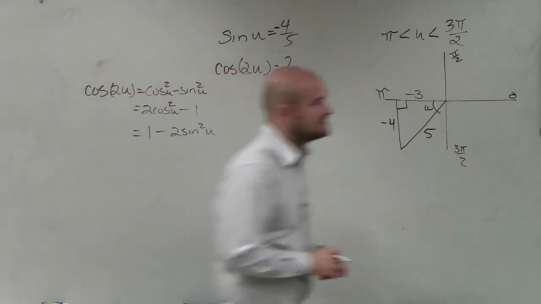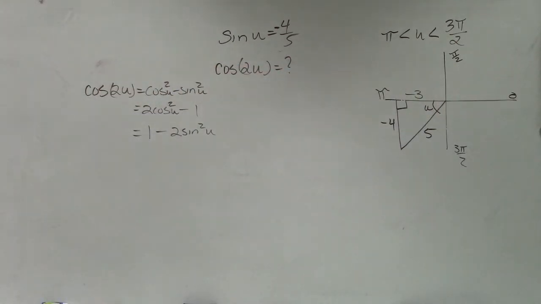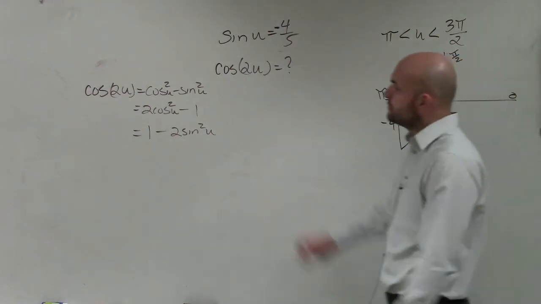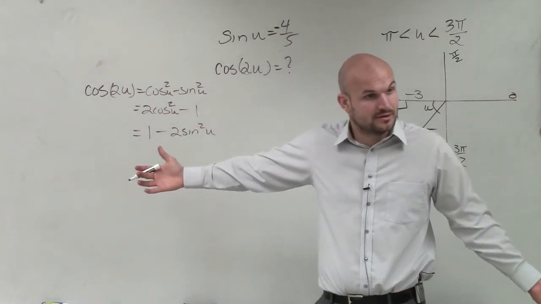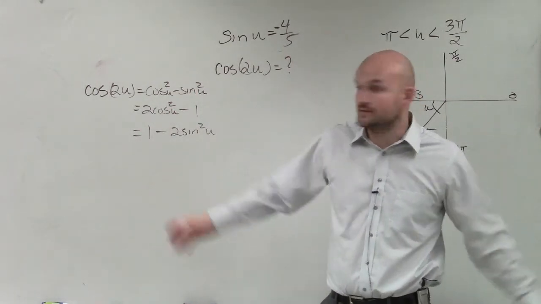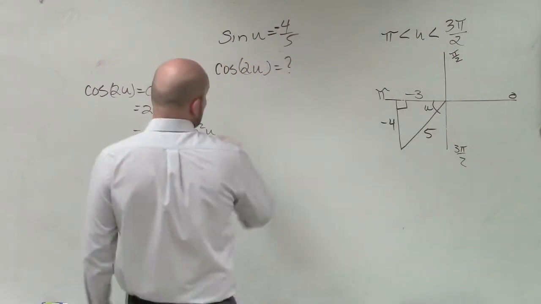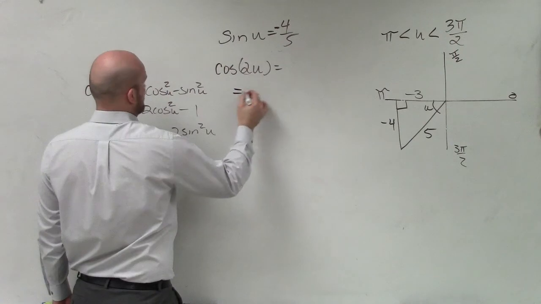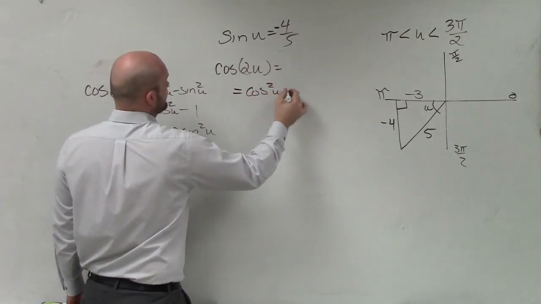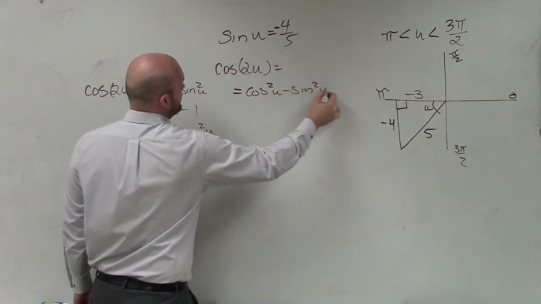So if we want to find the double angle, let me just double check on 380. Cosine squared minus sine, yep. So if we want to find the double angle, I can choose one of these formulas. Doesn't really matter which one, whatever one you want to. For this problem, let's do this formula. So I'll say that equals cosine squared of u minus sine squared of u.